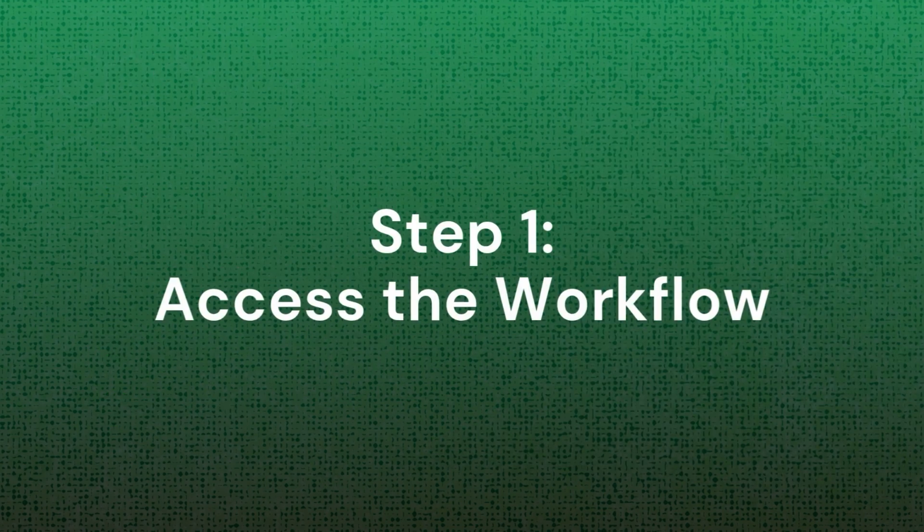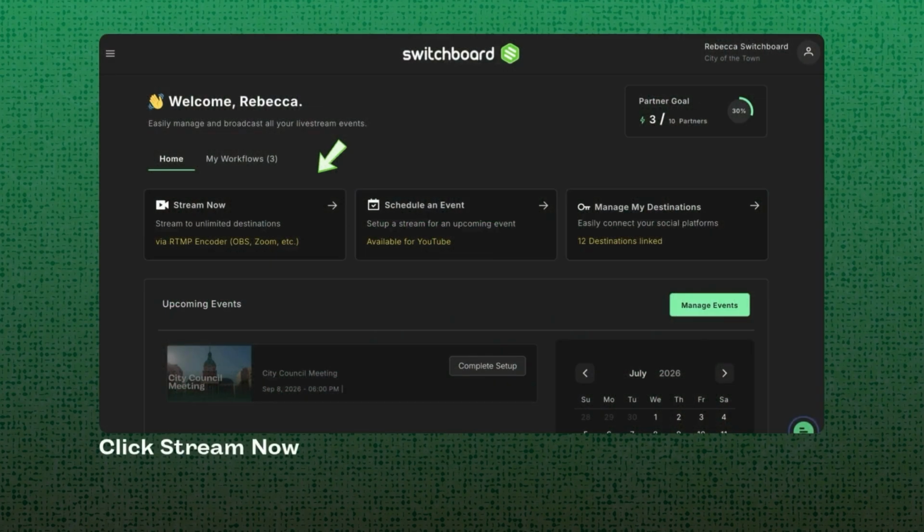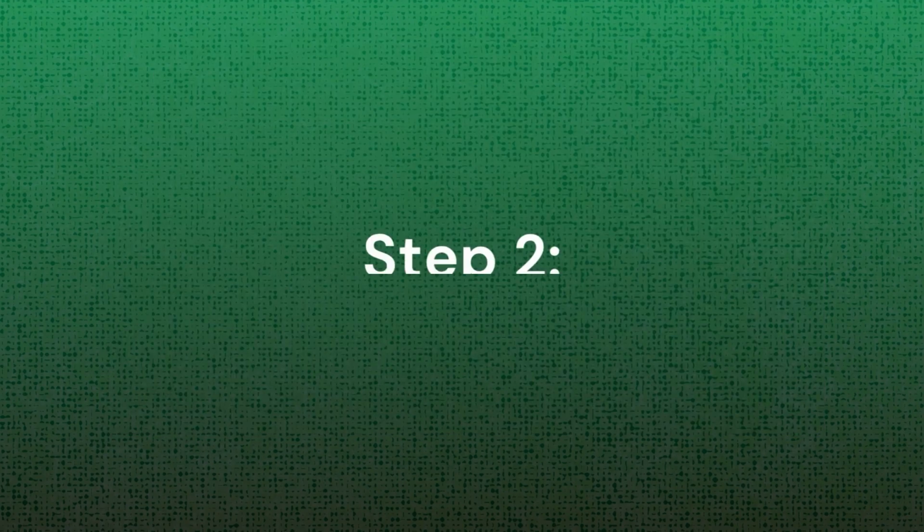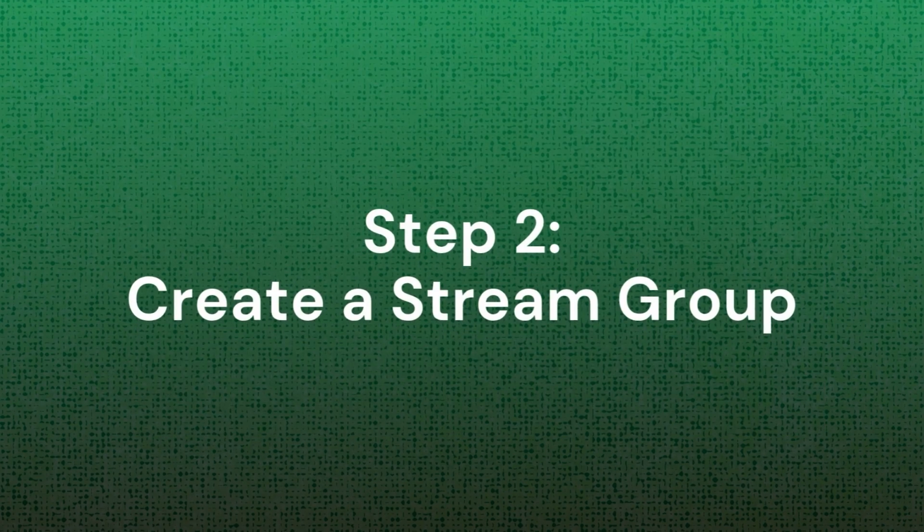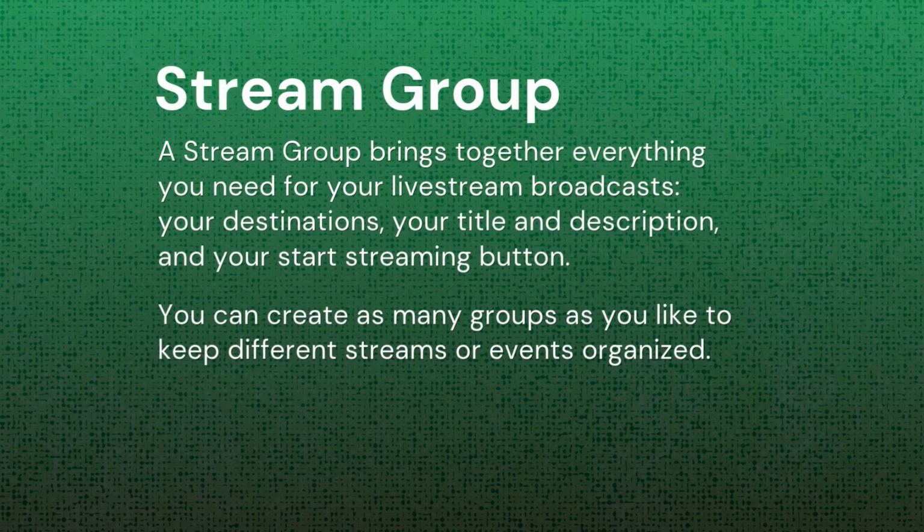Step 1. Access the workflow. When you log into your Switchboard account, you will be taken to the dashboard. Click Stream Down to access the workflow. Step 2. Create a stream group.